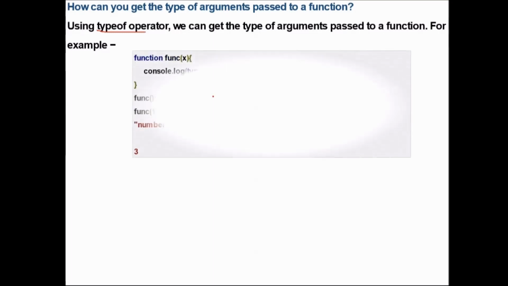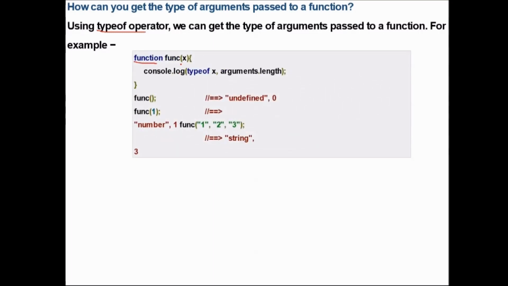For example, this is a function. The function name is func and this is the variable x. Now console.log typeof x. This is typeof, right? We have used typeof x and then arguments.length. You can use func(), this is undefined because you have not passed any value. func(1), you have passed a value, and since you have done some processing also here, the result will be like this: number, comma 1, func(1, 2, 3). Right? This can be done.